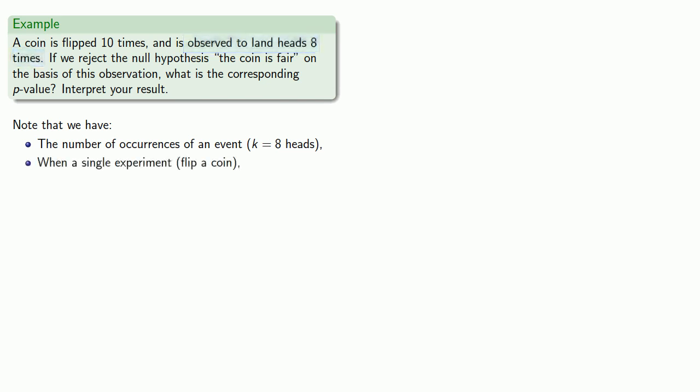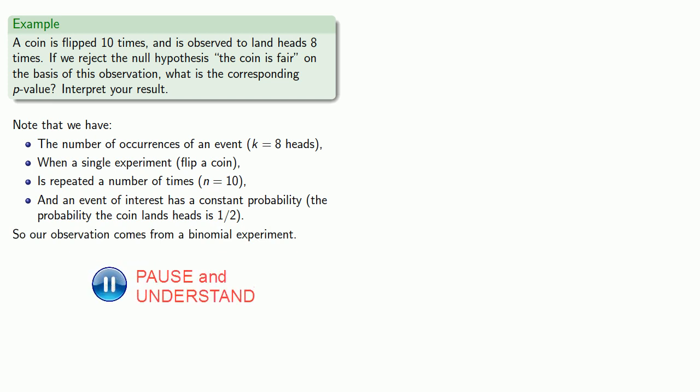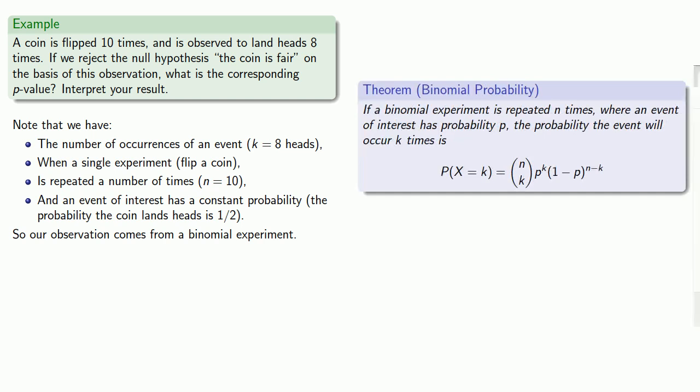When a single experiment, flip a coin, is repeated a number of times, n equals 10, and an event of interest has a constant probability, the probability the coin lands heads is always 1/2. So our observation comes from a binomial experiment. And this means we can calculate that binomial probability using a formula or technological device.